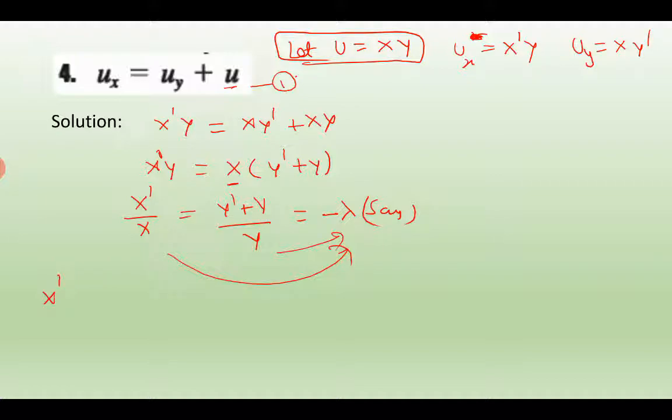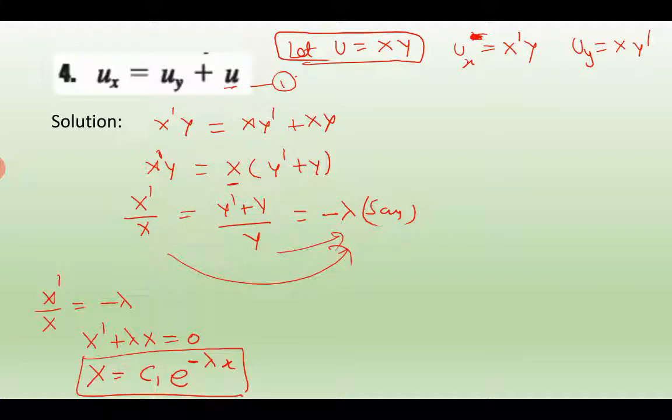X prime, for first order, is easy. x prime over x is equal to negative lambda. Therefore x prime plus lambda x is equal to 0. The solution of this kind of equation is x is c1 into e raised to minus lambda x. So we got x, now we have to find y.